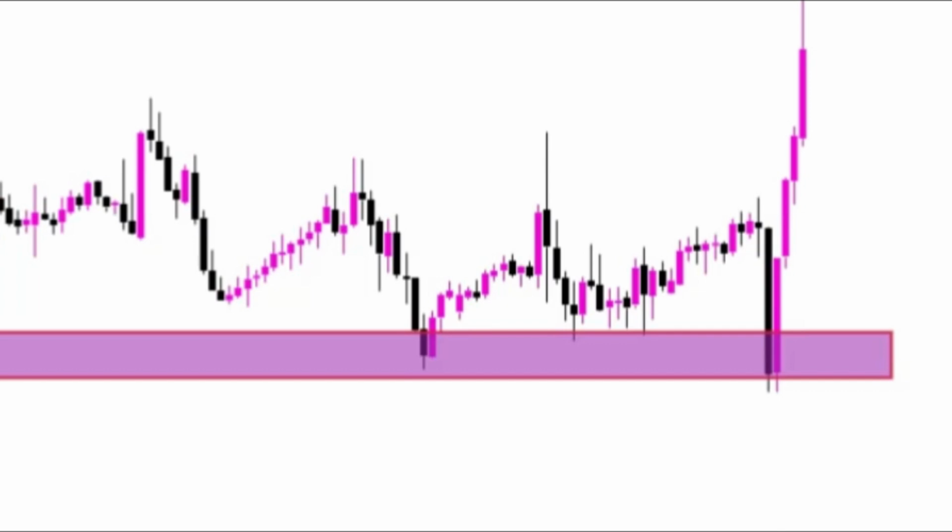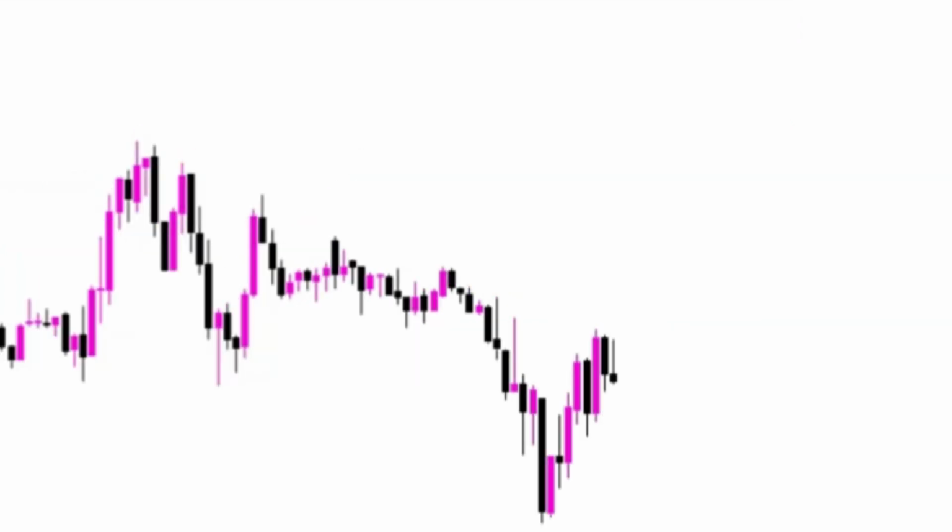Let us see one more example of this fake breakout. Here we have the USD Yen chart on the 1 hour time frame.